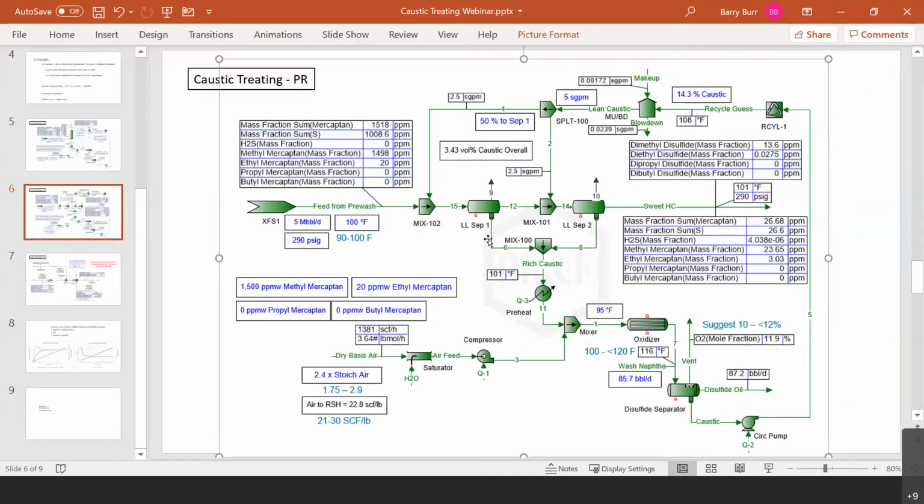And then the spent caustics drop out of the heavy liquid phases of both of these separators, and the sweet hydrocarbon exits out of the last separator as its lighter liquid phase. And then once again, you go through the same oxidative mercaptan oxidation regeneration process, same thing.